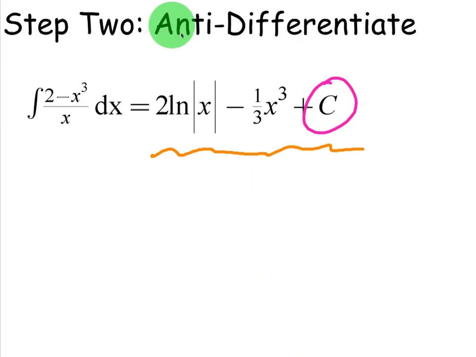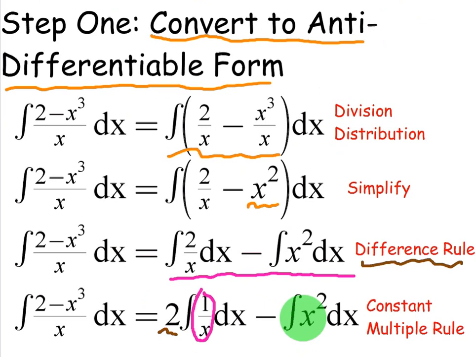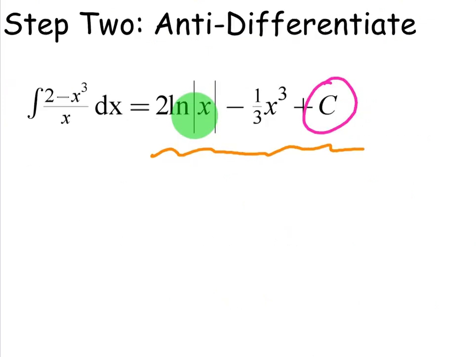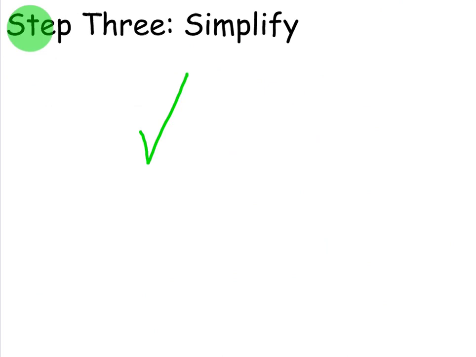For step 2, we're going to antidifferentiate, and we will be applying the rule we just learned. The antiderivative of 1 over x is natural log of absolute value of x. We'll just tack the 2 on to that because of the constant multiple rule, and then we subtract the antiderivative of x squared, which would be x cubed over 3, or 1/3 x cubed. Don't forget your plus c. So we put all that together, and we get 2 natural log of absolute value of x minus 1/3 x cubed plus c.